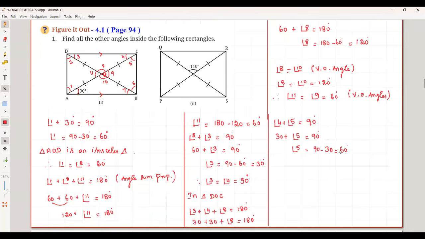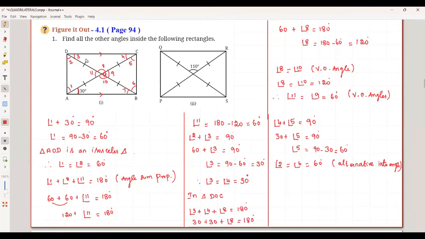Now angle 5 is equal to 60. Again I can use the angle sum property, or angles 2 and 6, which are alternate interior angles. Angle 2 is equal to angle 6. Angle 2 we got as 60 degrees, so both are equal. Why? Because they are alternate interior angles. The ninth one we already got, by vertically opposite angles.